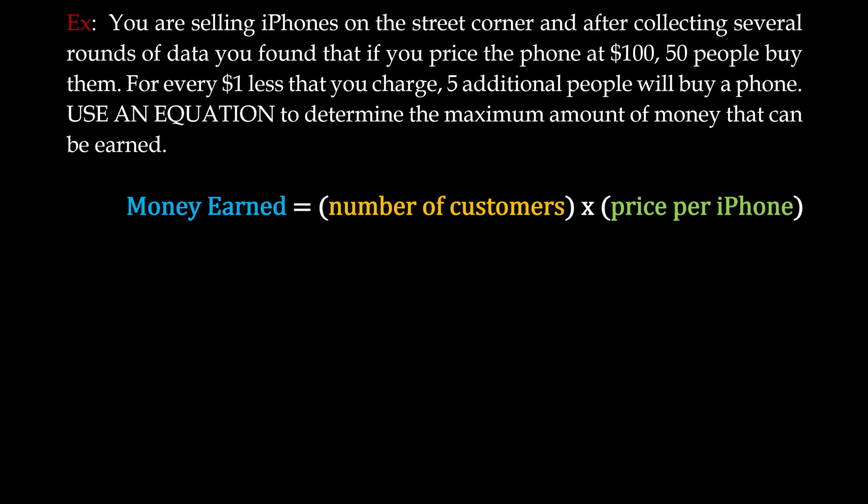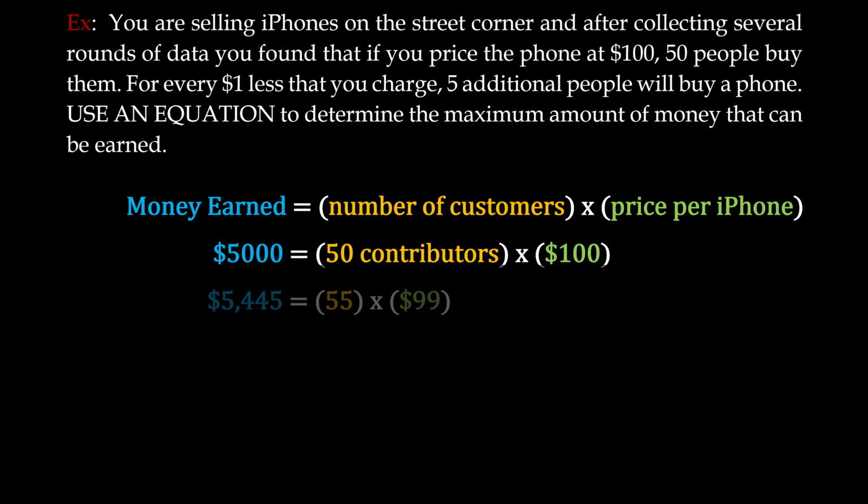The given information tells us that if you price the phone at $100, 50 people will buy them. Then the amount that you've earned would be $5,000. If you price the phone at $99, 55 people will buy them, and then the amount you earn would be $5,445. If you price the phone at $98, 60 people will buy them, and then the amount that you've earned would be $5,880.